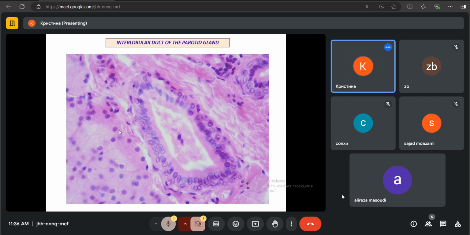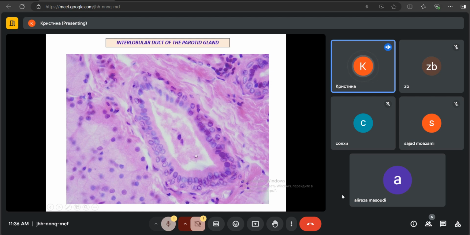This one is the interlobular duct in the parotid gland because it is located inside the thick layer of connective tissue between the lobules. It has two layers of cells which have round cell nuclei. It can have more than two layers, but this one has just two, and no myoepithelial cells. Those cells which have flattened nuclei around the duct are just the cells of loose fibrous connective tissue.